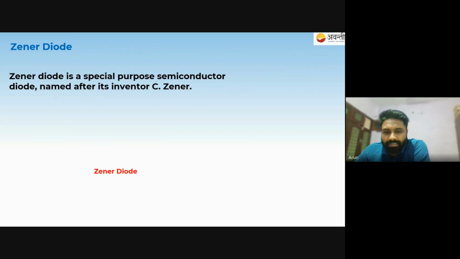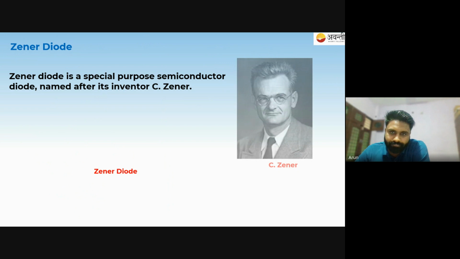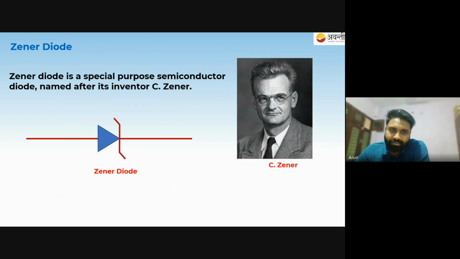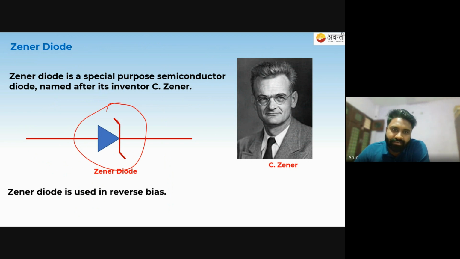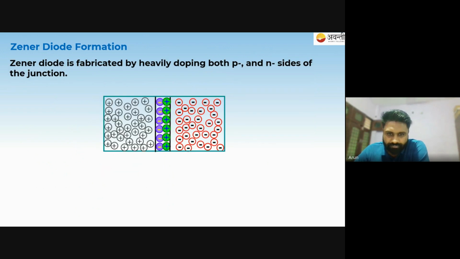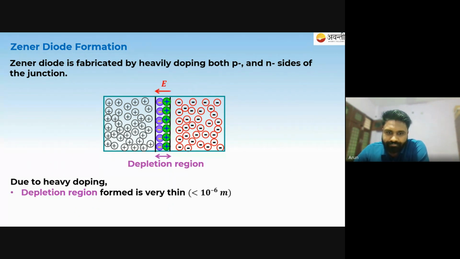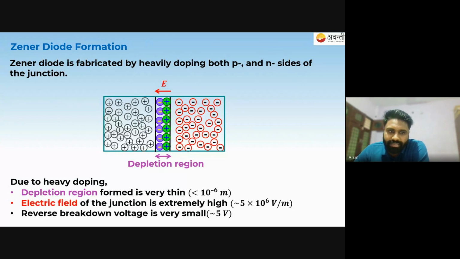So the Zener diode is a special purpose PN junction diode, a semiconductor diode. So it was invented by C. Zener, hence the name Zener, and this is represented by this special symbol. This is a Z. Okay, and it is always used in reverse bias. Very high doping is there, depletion width is low, an extremely high electric field is there, and the reverse voltage is very small.